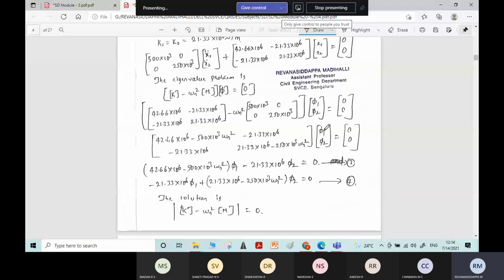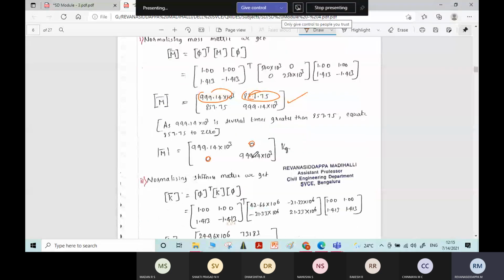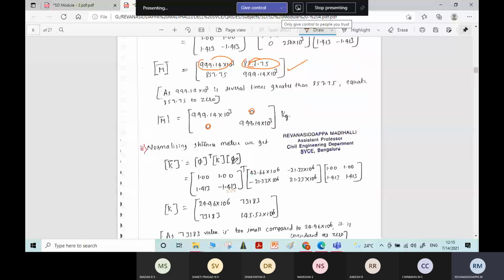See, normalizing the mass matrix: when you multiply all these matrices you get this matrix, but when you compare this value with 857.75, it is more than 1000 times greater than the off-diagonal value. That is why this value is assumed to be 0. That note I have written below. Similarly, in all the steps you need to assume these off-diagonal elements as 0. 731 is also assumed 0.